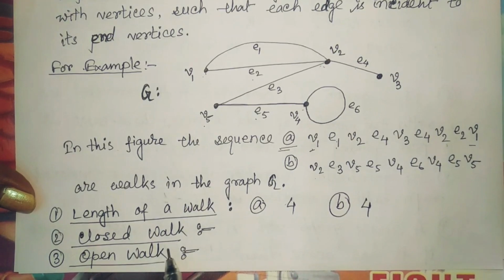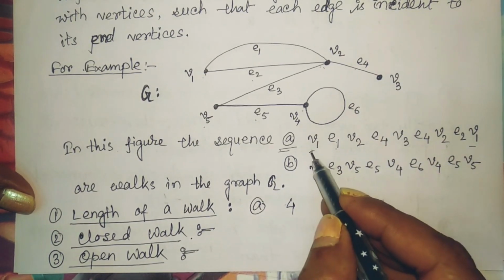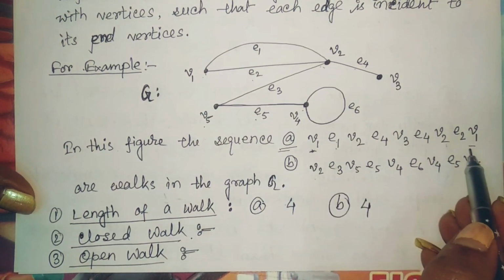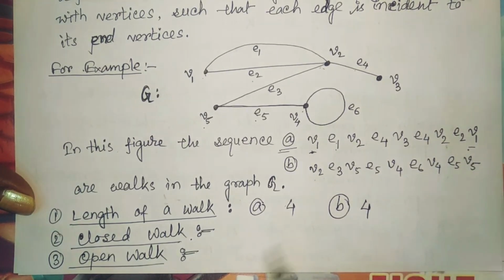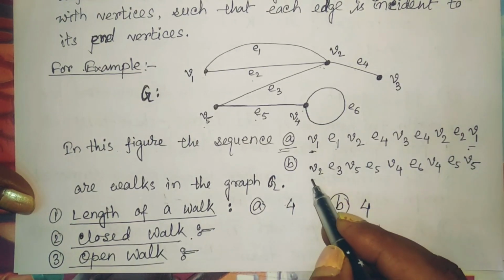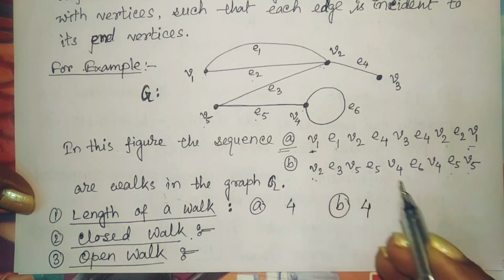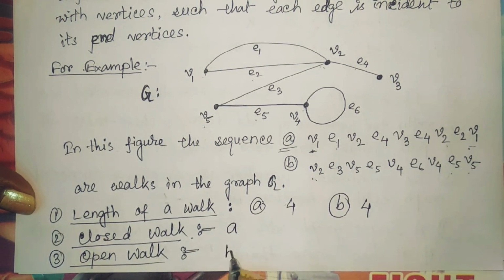Now the closed walk. If a walk starts from a vertex, suppose V1, and ends at the same vertex V1, then it is called a closed walk. And what is an open walk? If its starting and end vertices are two different vertices, then it is called an open walk. So the closed walk is A here and the open walk is B here.